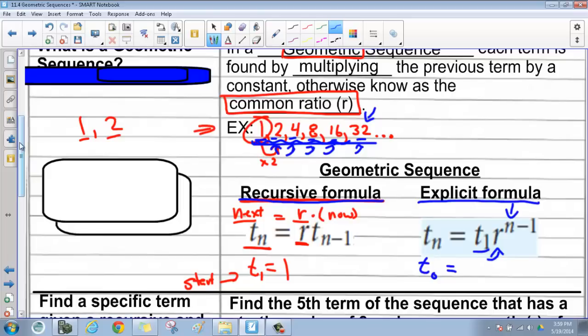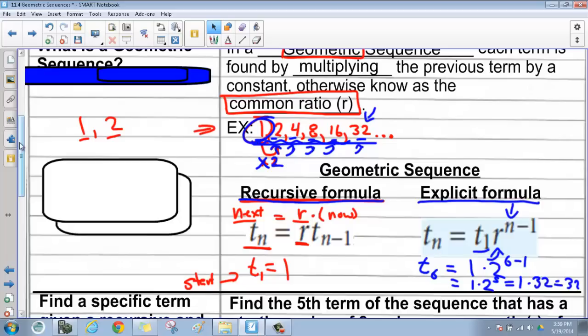Well, that's equal to T sub 1, which we know is 1, times r, which we know is our common ratio. In this situation, our common ratio is 2 because we're multiplying by 2 each time, to the n, the term we want to find, which is 6, n minus 1, so 6 minus 1. Well, this is equal to 1 times 2 to the 5th power. 2 to the 5th power is 32, so 1 times 32 is just equal to 32. So see how we can jump ahead using an explicit formula. So those are 2 types of formulas we can use to define geometric sequences.